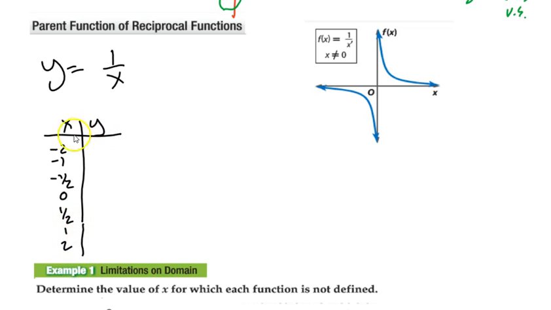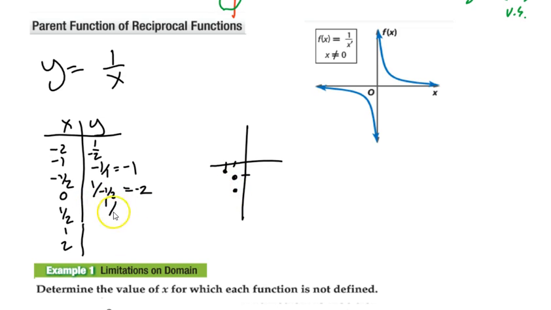Now remember, this is a reciprocal function, so look, if I plug in -2, I get 1 over -2, which is -1/2. Plug in -1, I get 1 over -1, or just -1. For -1/2, this is why I did this, I get 1 over -1/2. What that does is flip to the top, -2. At 0, I get 1 over 0. Remember, you cannot divide by 0, so that does not exist. That's our vertical asymptote at 0.